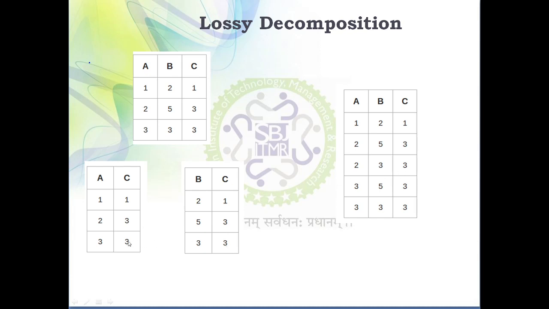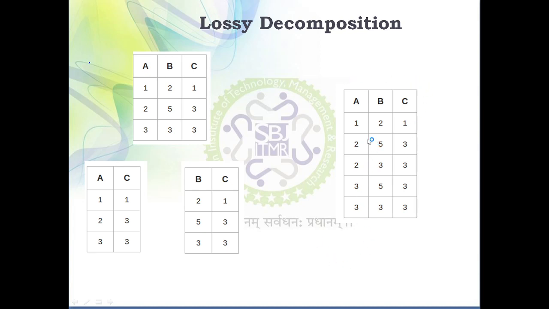Then this 3 is compared with this 1. No, it is not a match. This matches with this, so 3, 5, 3. Again this 3 matches with this 3, so 3, 3, 3. Okay, so we got this table.